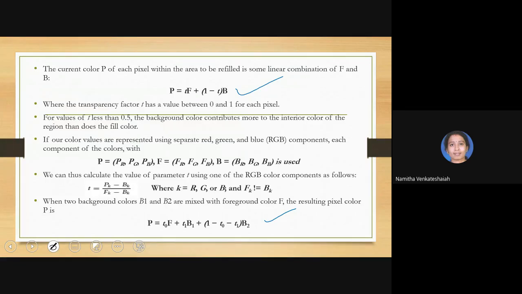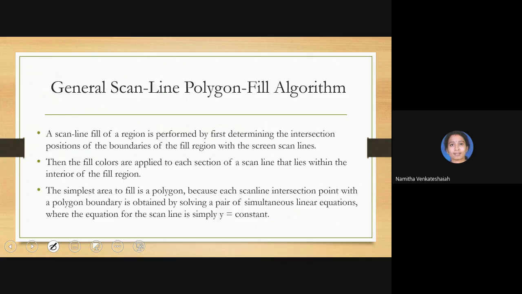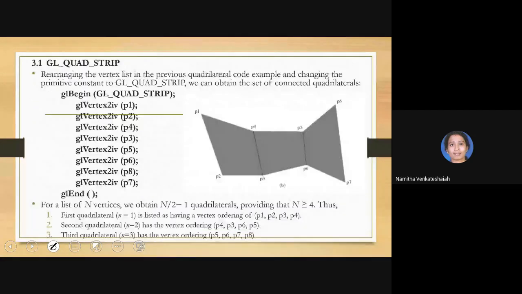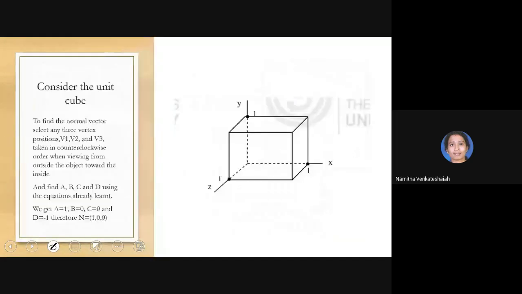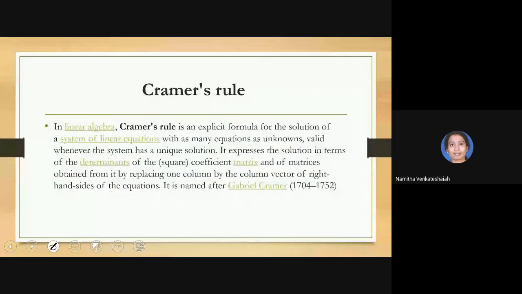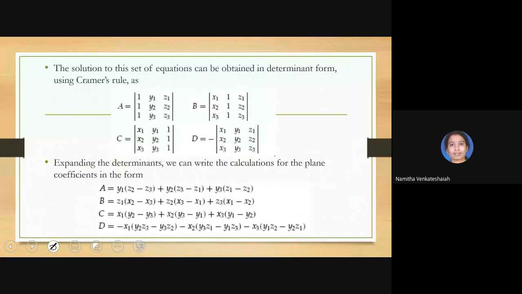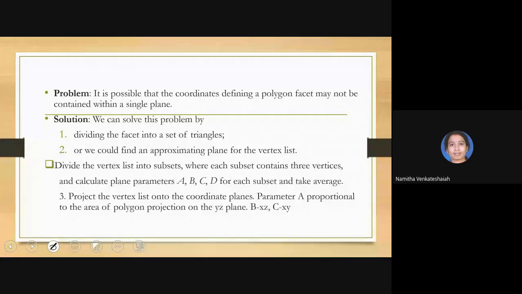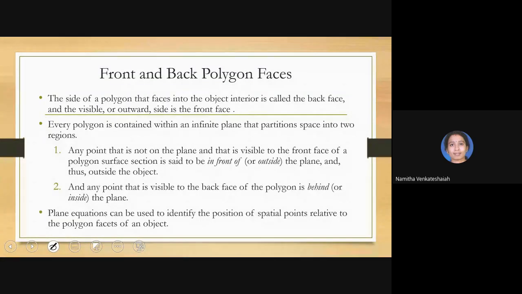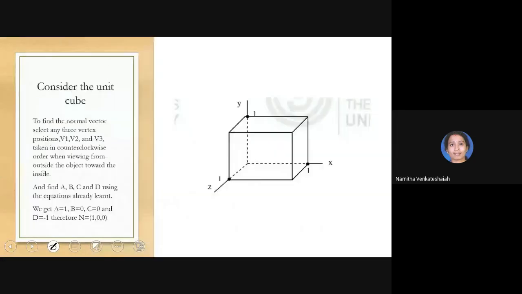So that completes whatever was planned for today's class. I will just give a summary of what we discussed. First, we discussed plane equations. Why are plane equations important? To draw a plane. Using the plane equation, I can decide which plane the polygon face is on. And second, using the plane equation, I can decide whether it is a front face or back face of the polygon.